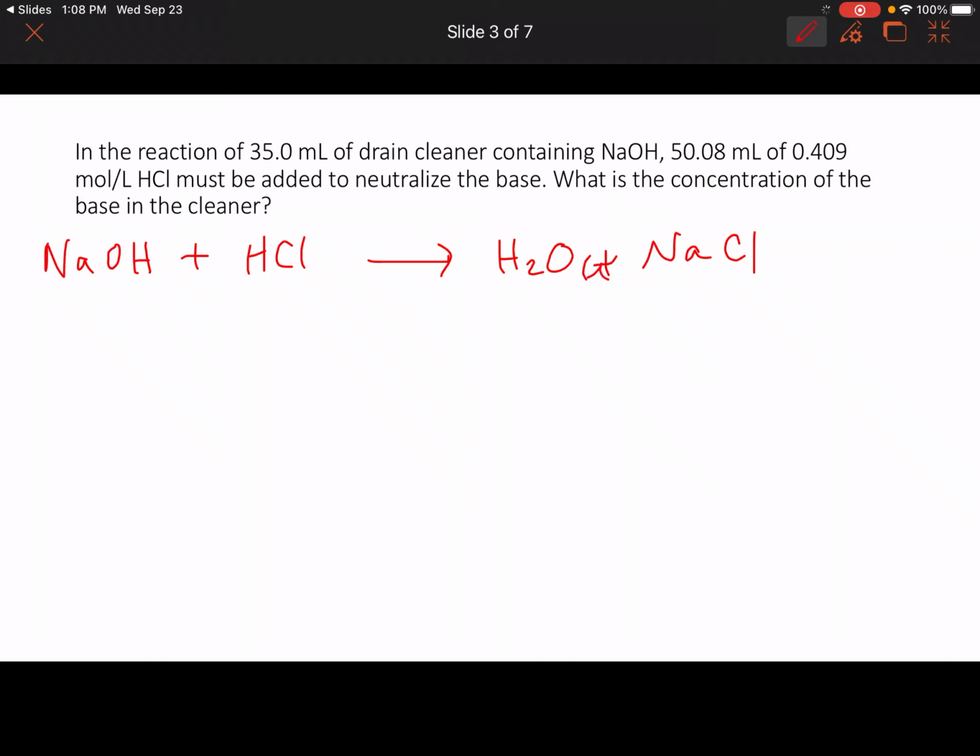Let's put our states in here. That's going to be a liquid, sorry, you can't really see that well. That's an L there. This will be aqueous, and these two are both aqueous.